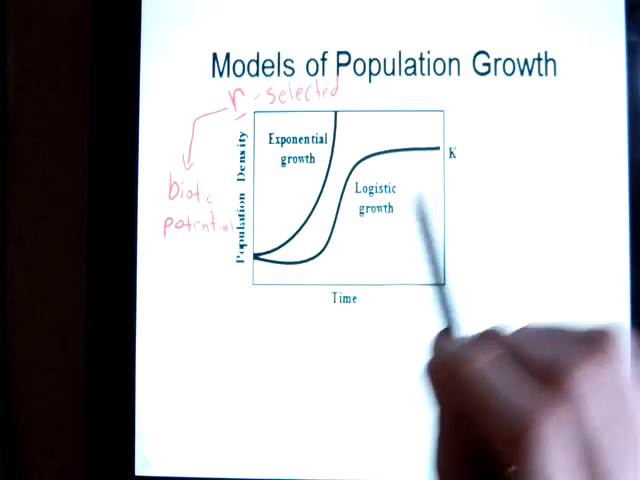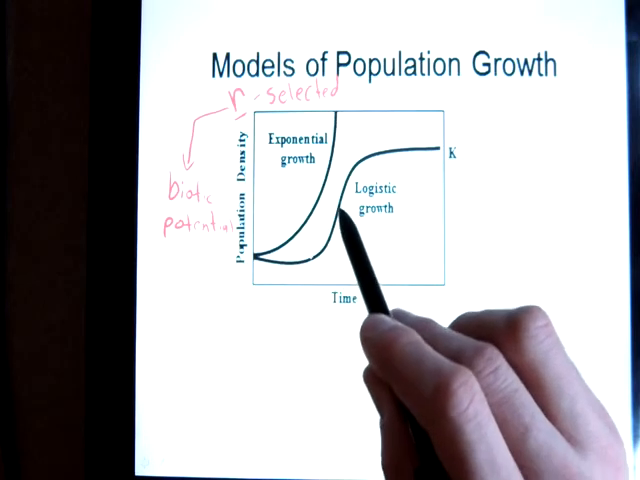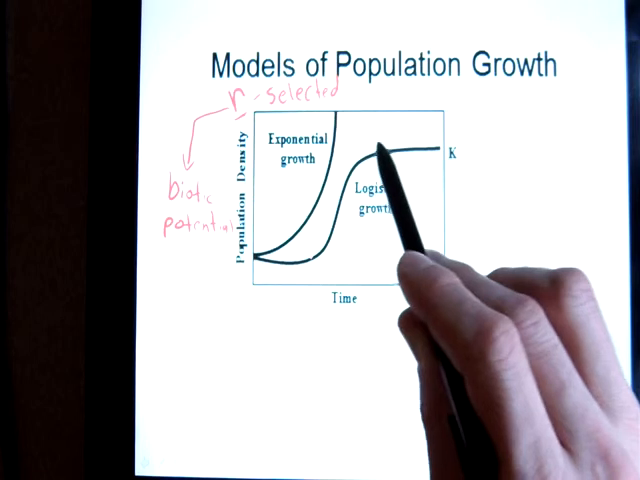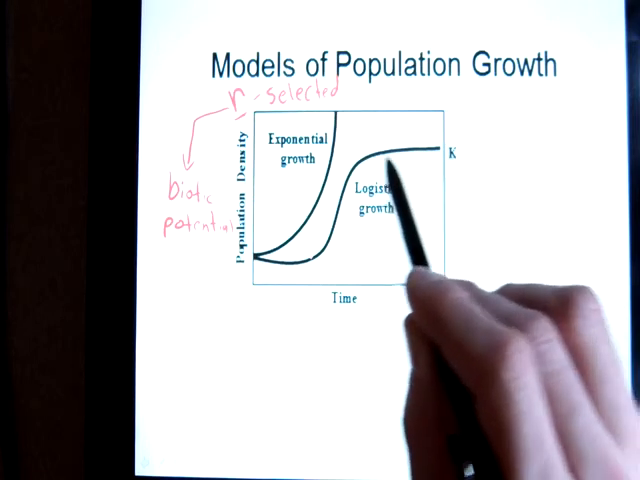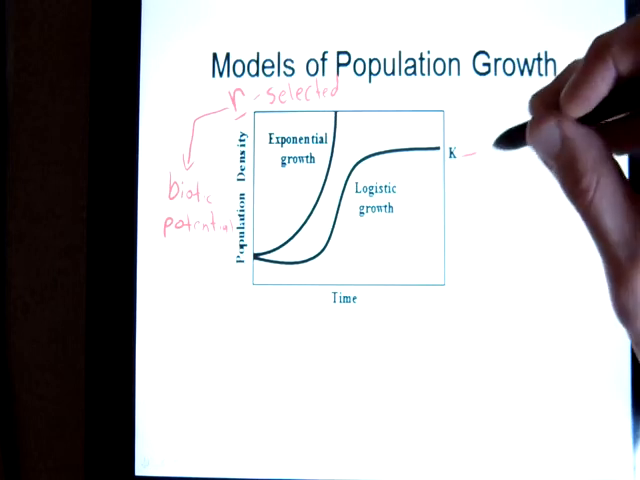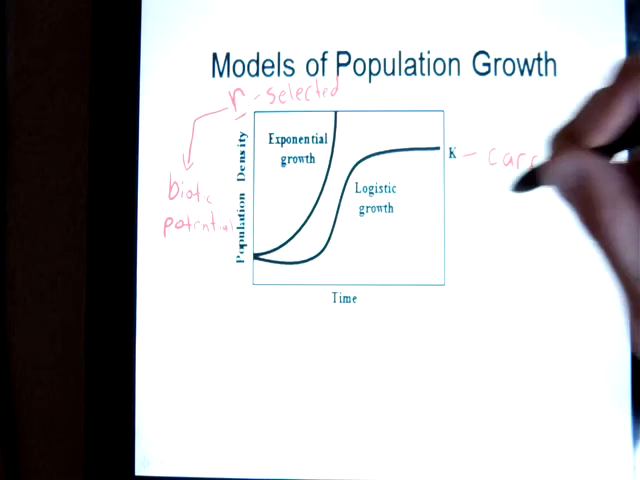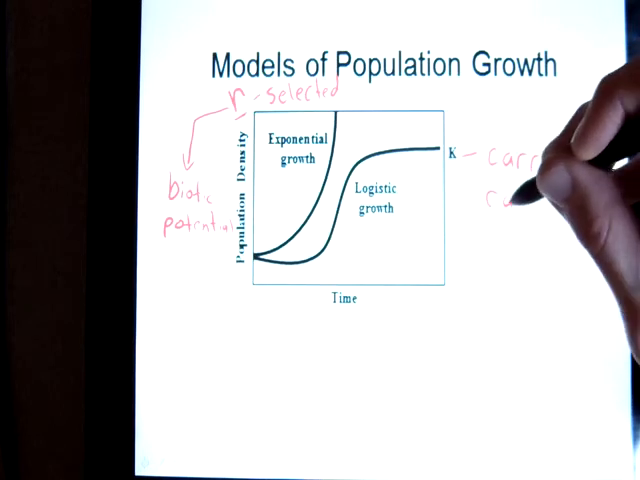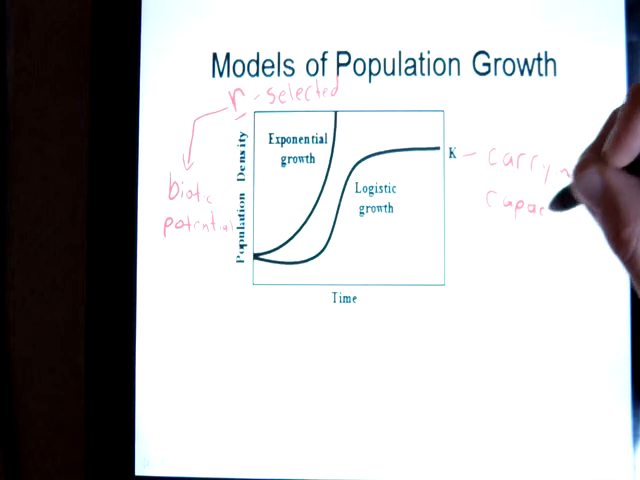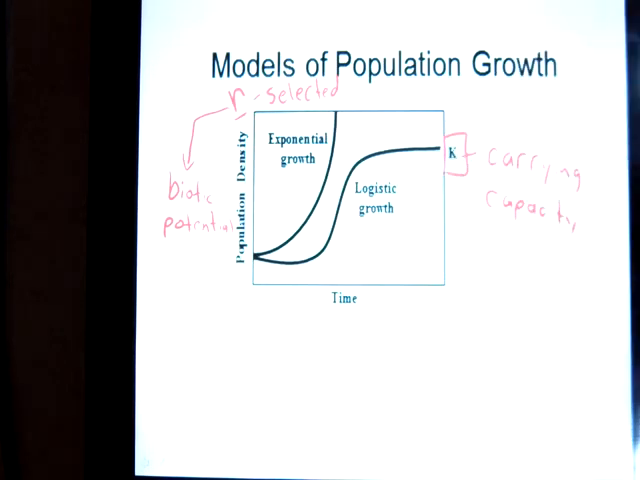And you can see with logistic growth that population may start to grow slowly, then it'll start to increase more quickly, but at a certain point it's going to level off. Now what that certain point is, it's called carrying capacity. And whenever you see that variable K, it is referring to the carrying capacity. So K-selected organisms generally exhibit growth that has a carrying capacity.